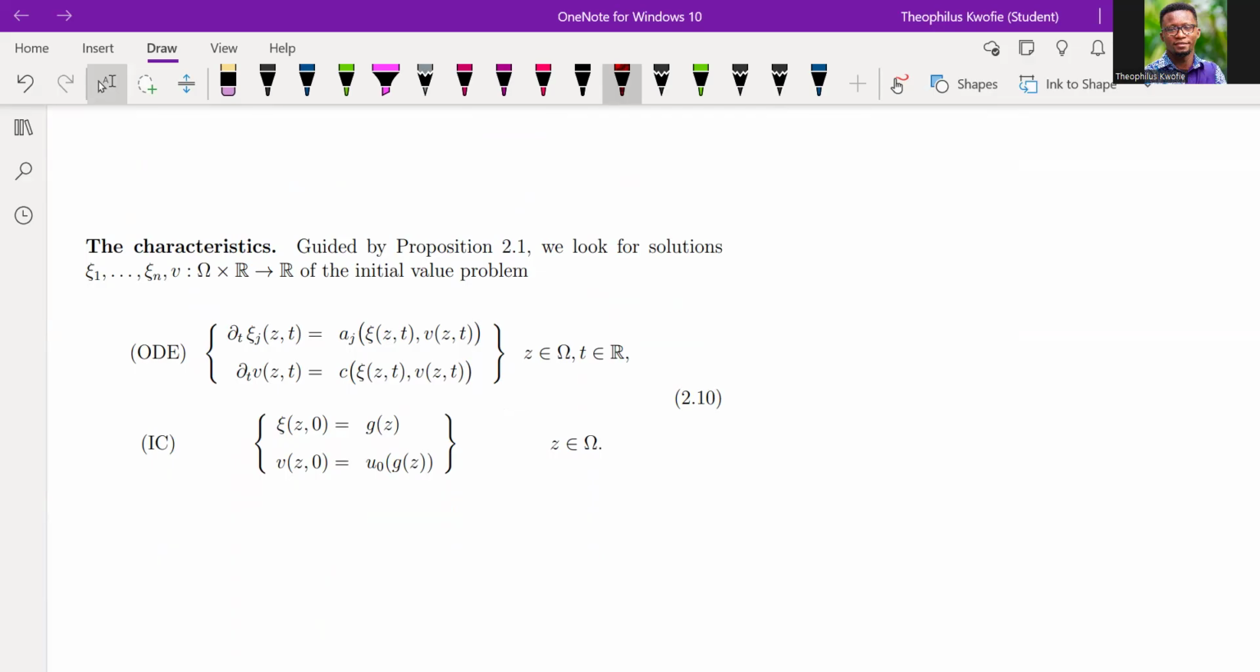Now, suppose we have this characteristic system, and we've already laid the foundation for all of these ODEs. Now, this is the initial condition that we have introduced. So we want to say that xi of z, this time around, when time is 0, we're going to have g of z, and that when time is 0, at the solution v, we're going to have u naught of g of z.